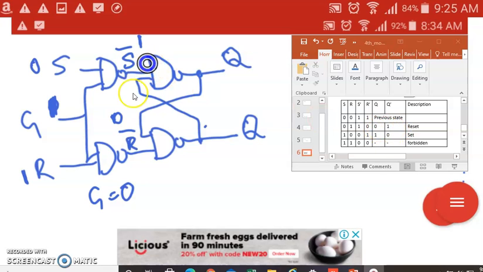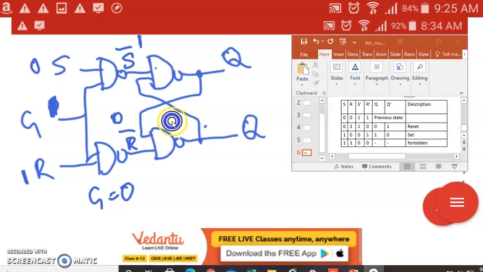We've already worked out the output of this SR latch with NAND gates, and we just need to focus on the effect of the gate here. So it's very clear now: when gate is 0, it is disabled, and our output will be the previous state for any value of S and R. When gate is 1, based on whatever S and R input we have, we get the output across the flip-flop, either set, reset or unchanged. The forbidden condition, we know we cannot predict.